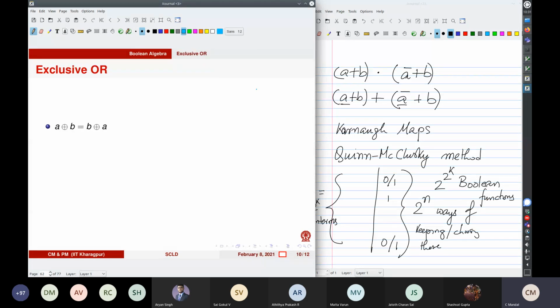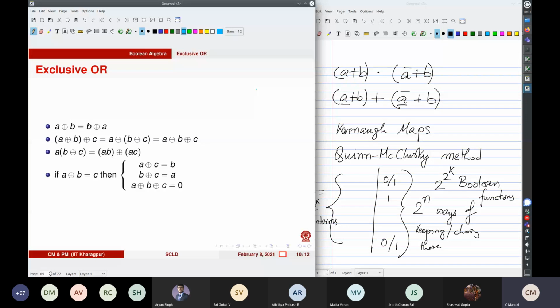You are already familiar with XOR. So you know that XOR is both commutative and associative. So you can write the XOR of A, B, and C as just A XOR B XOR C. You can evaluate it as you like; in each case, you will have the same result. This is also interesting: AND distributes over XOR. These are easy to establish.